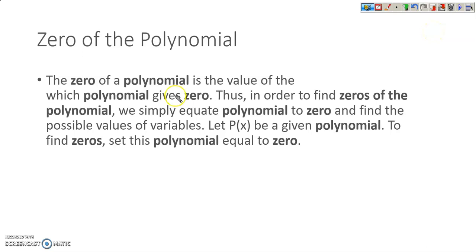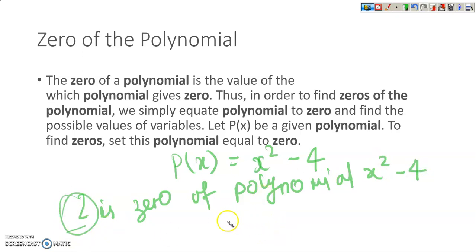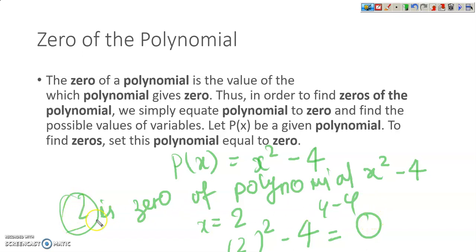Zero of the polynomial is any number that gives the polynomial equal to 0. For example, let's say x squared minus 4. So here we can say that 2 is a zero of the polynomial x squared minus 4. Because why 2? Because if we say x is 2 and instead of x we put 2, we get 2 squared minus 4, which is 4 minus 4, which is equal to 0. That means 2 is the zero of this polynomial.